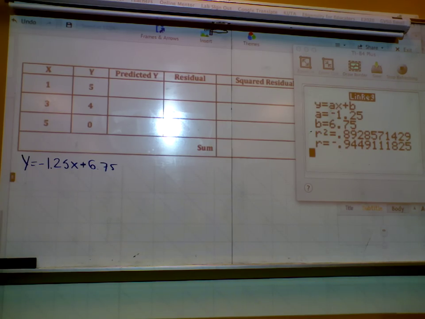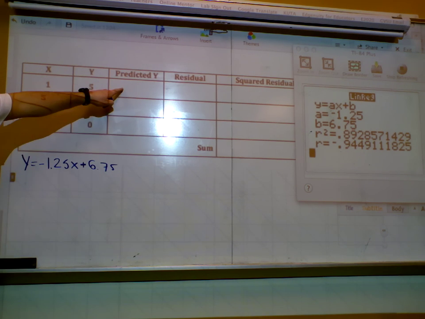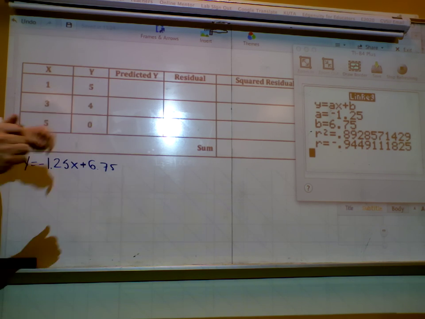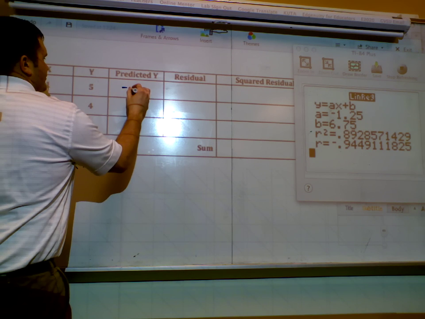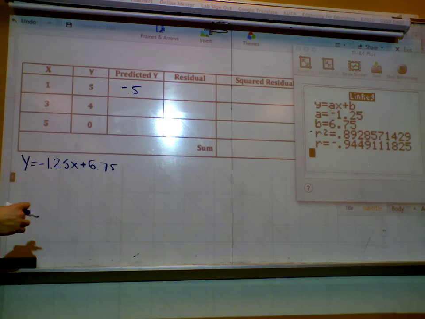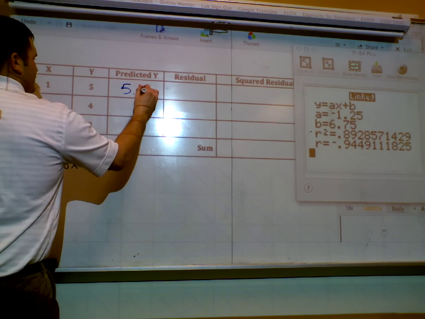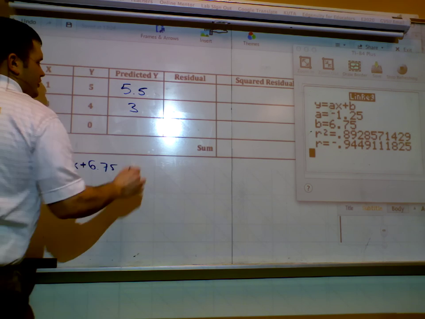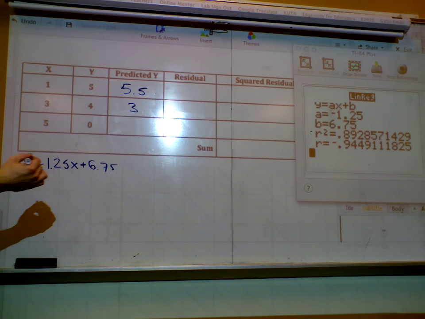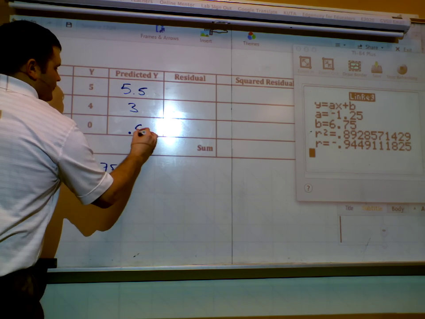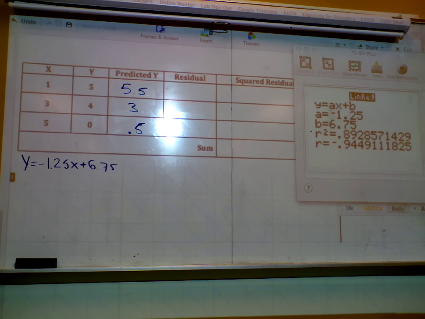All right. So, predicted y, what do we get for this one? Whitney, what did you get for this first one? Negative 0.5. For predicted y? Oh, no. Okay, 5.5. Good. Maddie, what did you get for the next one? 3. Tony, what did you get for the last one? 0.5. Good. You did this already? Yep. Residual. Unique, what did you get for the first one?